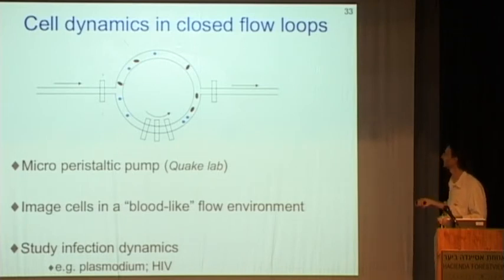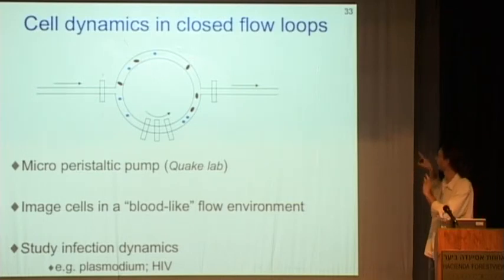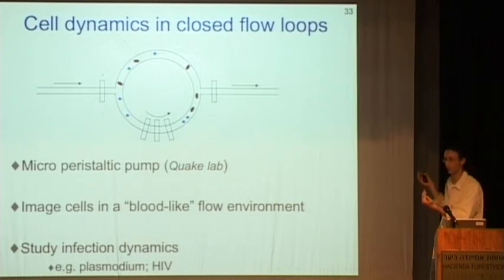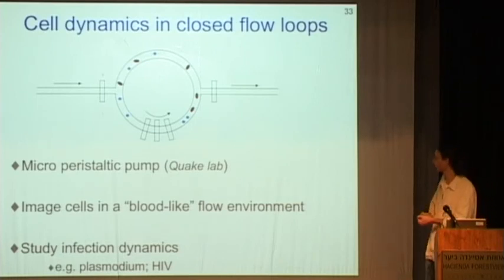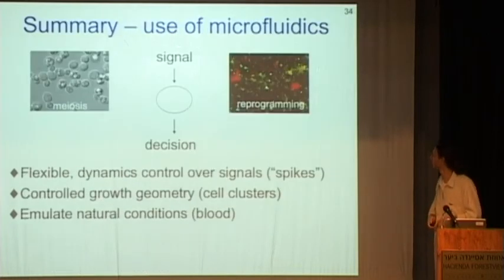But my idea is to use these to follow individual cells in a blood-like flow. And you can control the parameters of the flow by controlling the speed and the thickness of these channels, and to look at processes which actually happen in flow, for example, infection by malaria parasite or viruses. And this is more distant future.